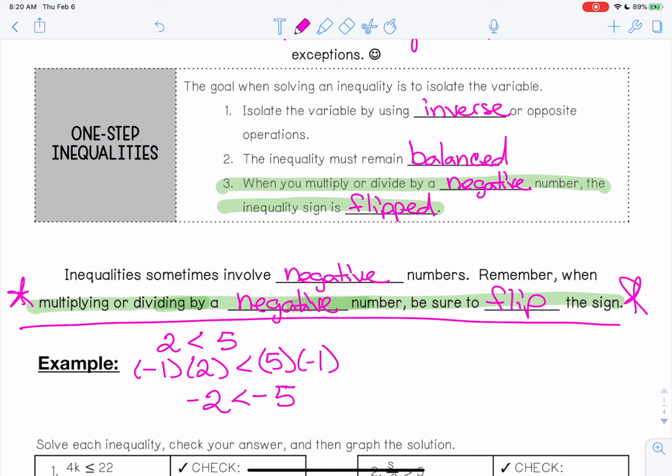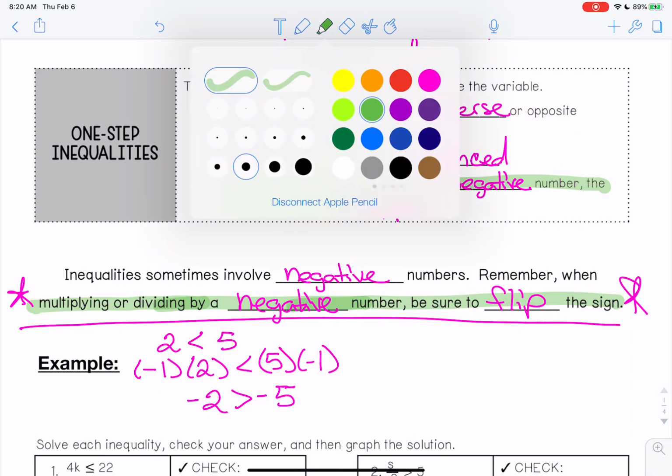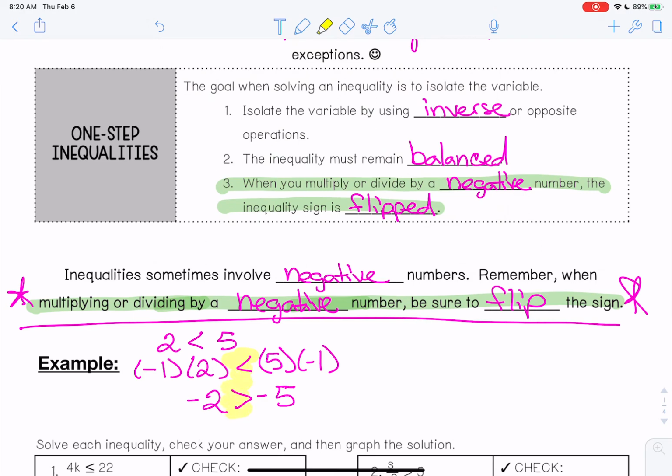Now, is -2 less than -5? No, -2 is bigger than -5. So that sign is no longer true and it's not valid. This is why we have to change the sign, because when you multiply by a negative, it changes which number ends up being the bigger number. Okay? So we need to make sure we change and flip the sign.